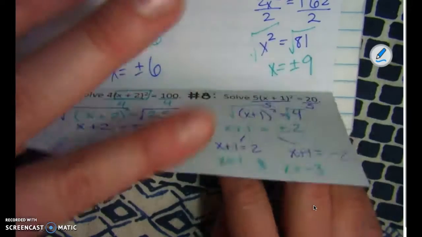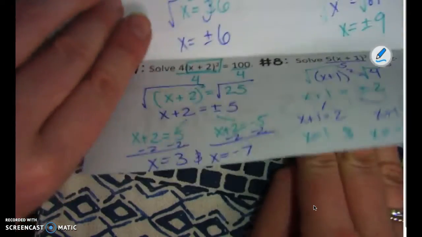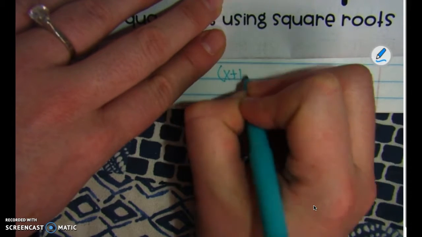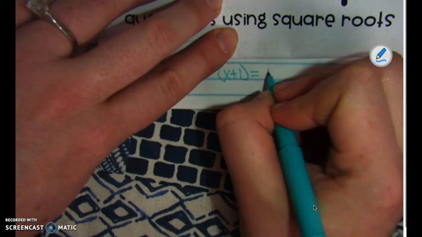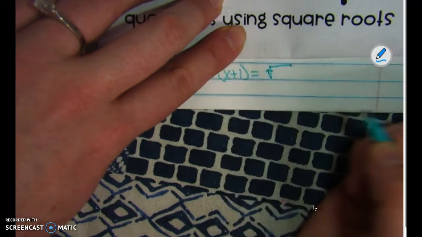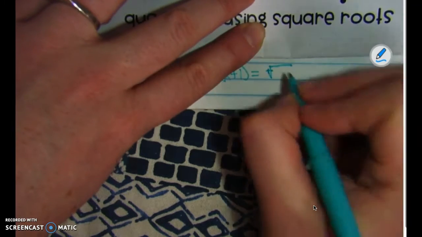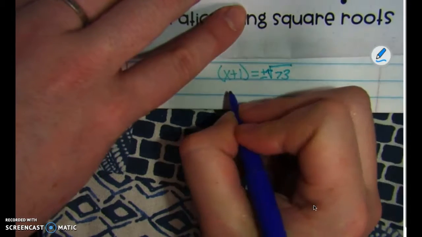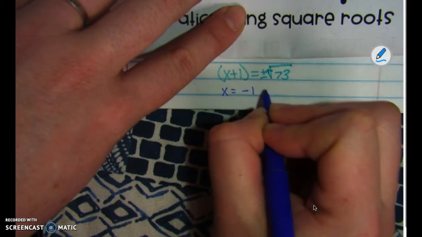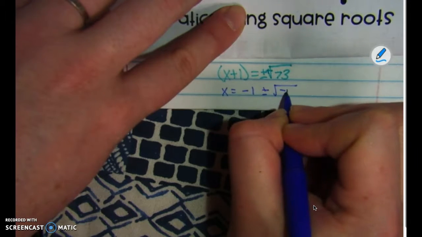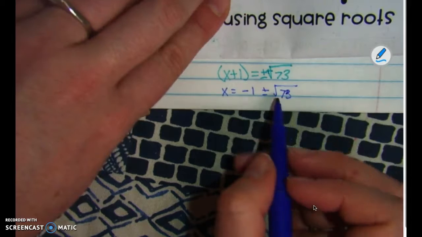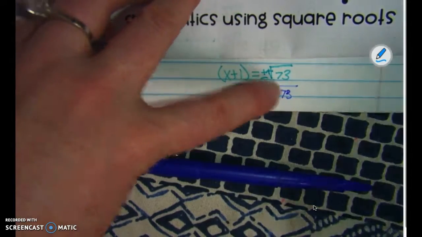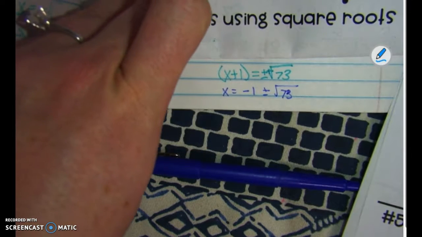So if by chance you were solving and they don't come out nicely, like say you had x plus 1 equals the square root of, I don't know, like 73. Okay, so what that would look like is your final answer would be x equals negative 1 plus or minus the square root of 73. So if it's not a perfect square, you guys can leave it like that for right now. Or you can calculate that out and round it to the nearest tenth, if you so desire.